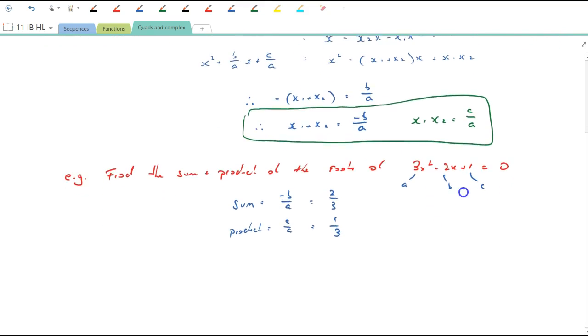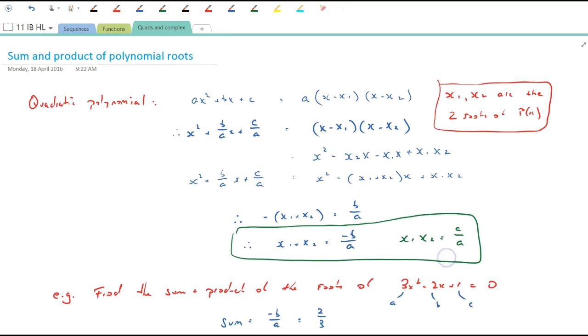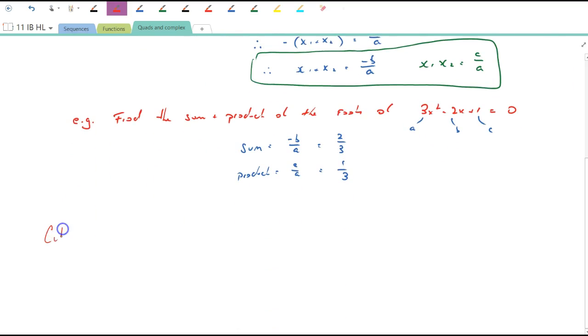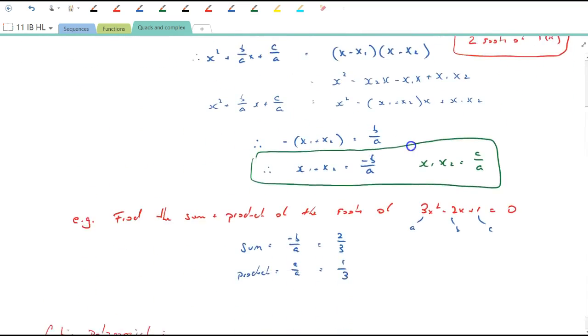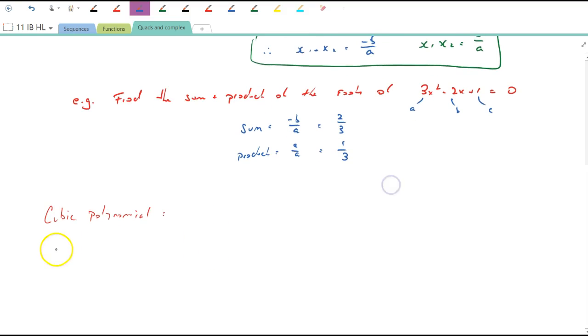Okay, let's move into quartics. So not quartics, cubics. So for a cubic polynomial, let's have a look at what goes on here. There's a little bit more expanding to be done, but I'm going to start way over here. I'm going to start with my ax cubed plus bx squared plus cx plus d.